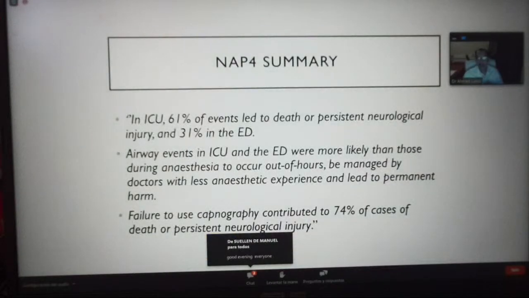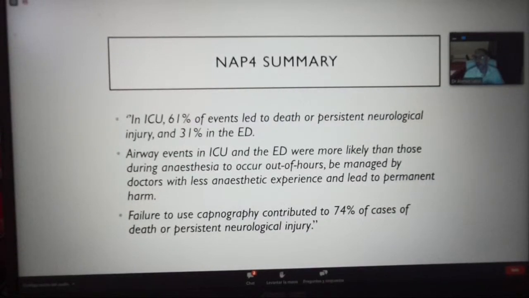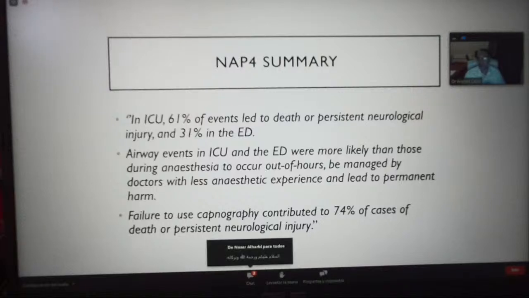The summary: in the ICU, in the critical care situation, 61% of events of complication led to death or persistent neurological damage. That's a very high incidence. And in the emergency department, the incidence was 31%. So please consider that and remember the figures. Airway incidents in the ICU and the ED were more likely than those during anesthesia to occur out of hours. As I said, typically 2 o'clock in the morning, typically on a weekend, and that's because they were managed by less experienced doctors and led to permanent damage.